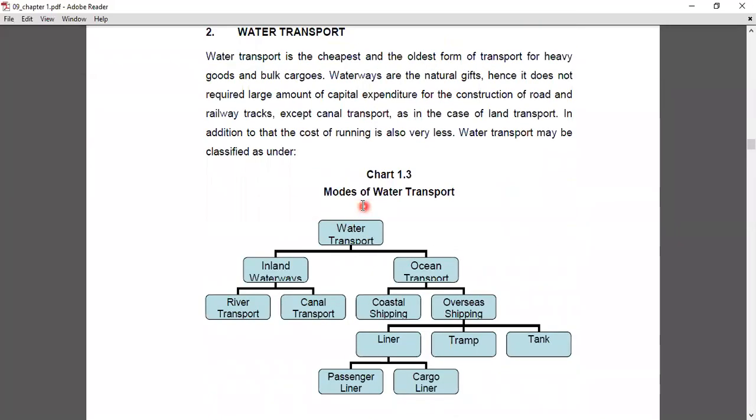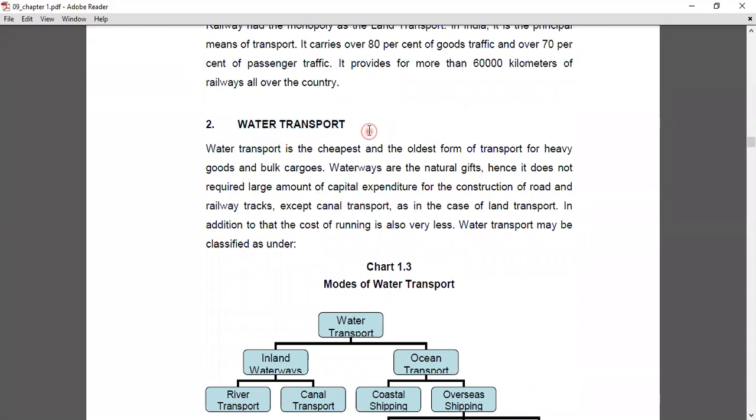The next one is water transportation. Water transport is the cheapest and the oldest form of transportation for heavy goods and bulk cargo. It is the oldest form of transportation, before the Silk Route. As we know, in the Indus Valley civilization, Lothal is the oldest dock in human history.